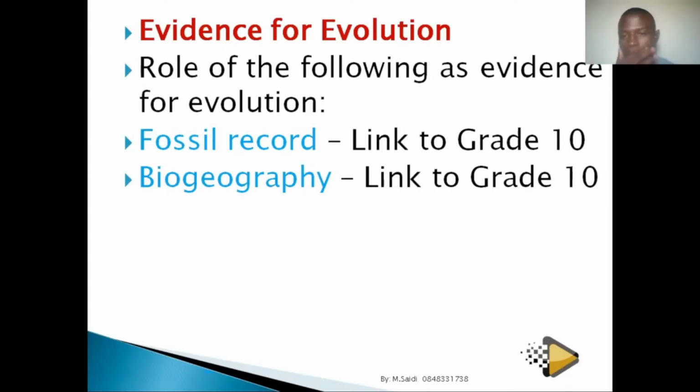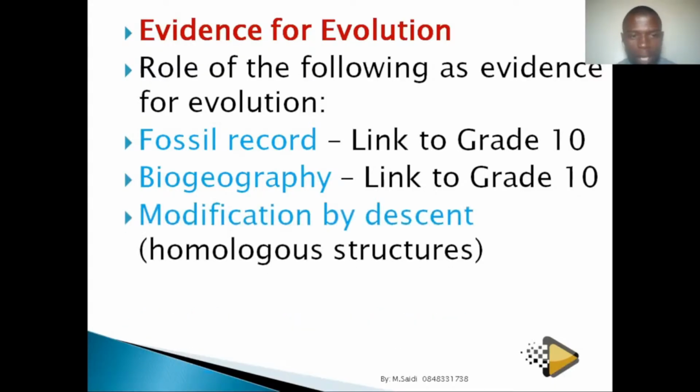Still, this is grade 10 work, so we are going to link it so that you can understand it better. Then you are going to look at modification by descent. Sometimes you call this one comparative anatomy. Specifically, that is homologous structures, because comparative anatomy is divided into two. We have the analogous structures and homologous structures. But here we are going to look at homologous structures. We are going to look at what it means, so that you can understand it better.